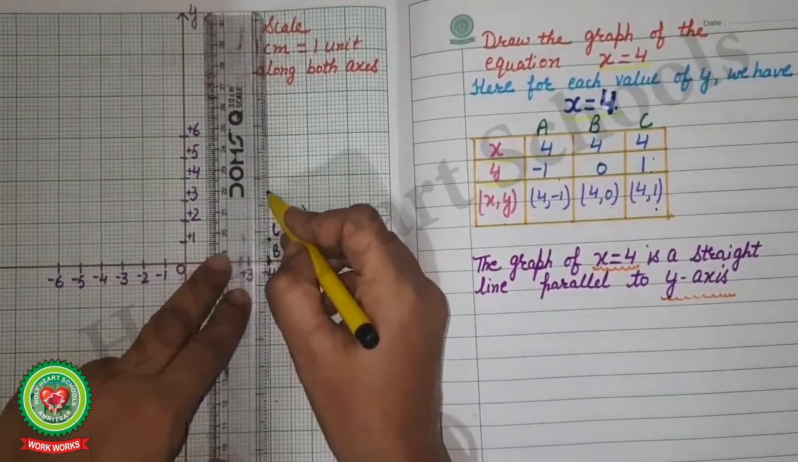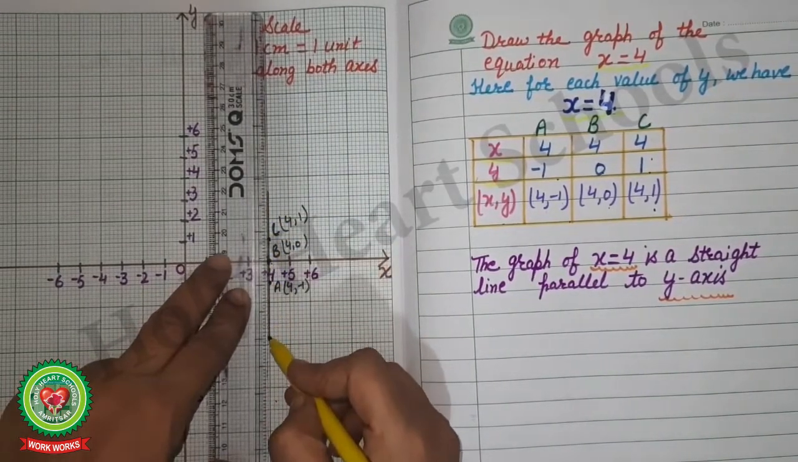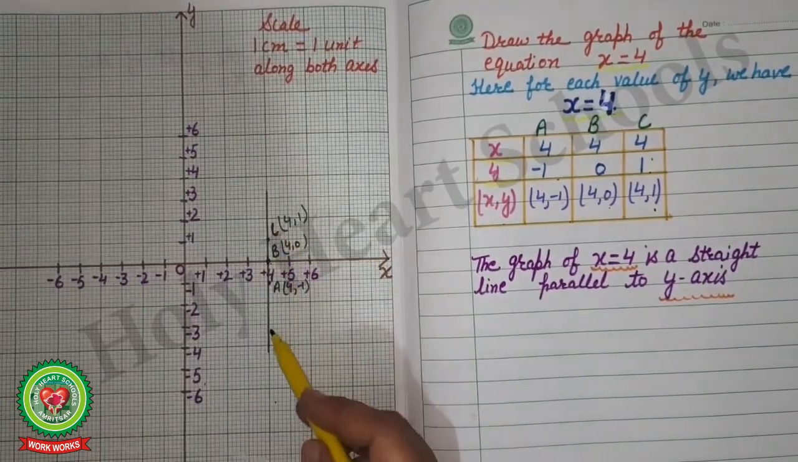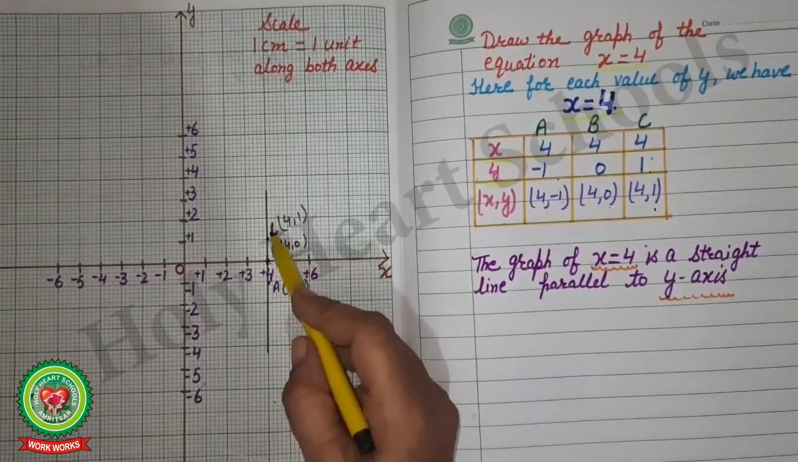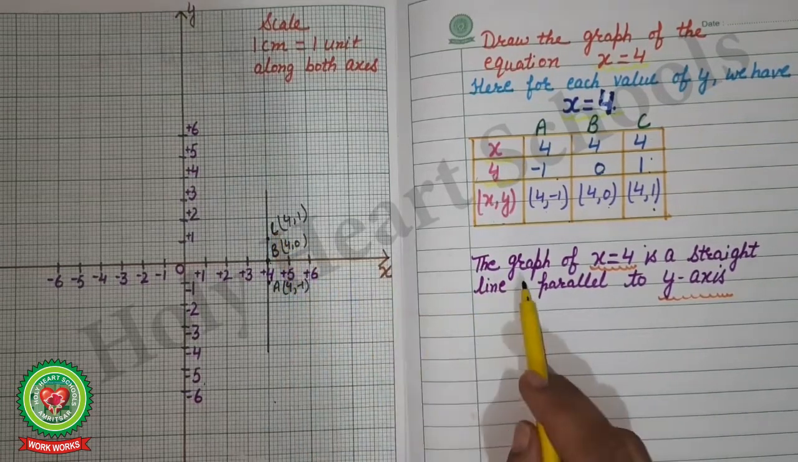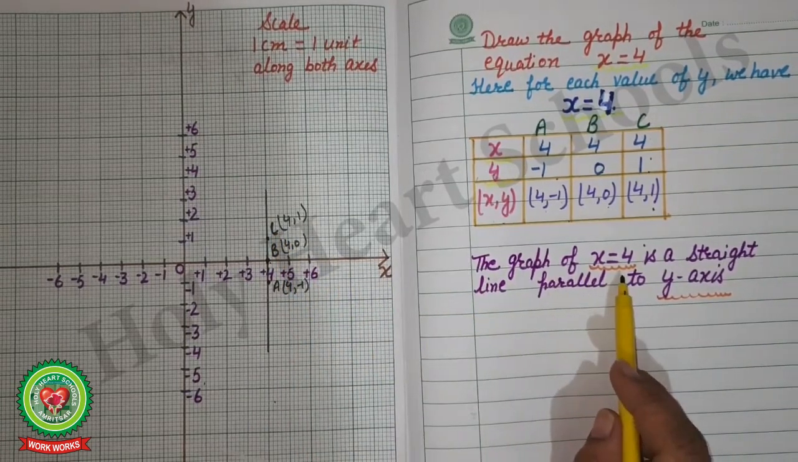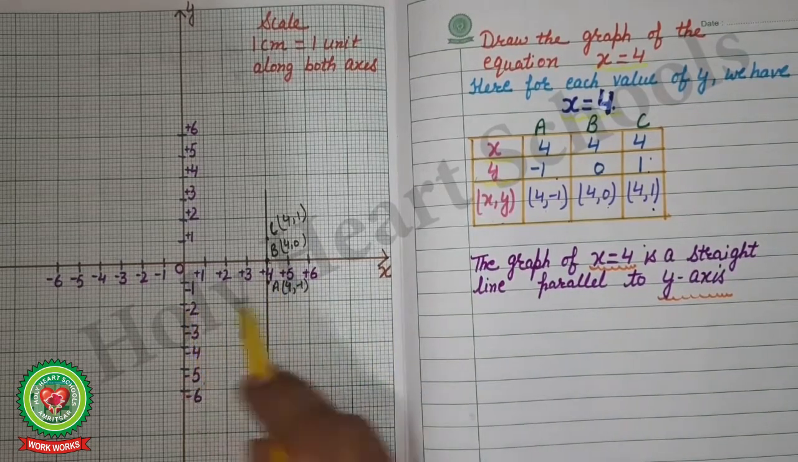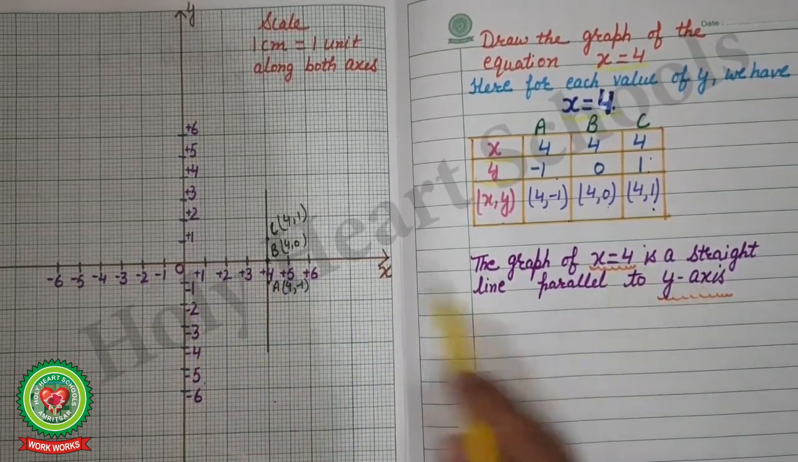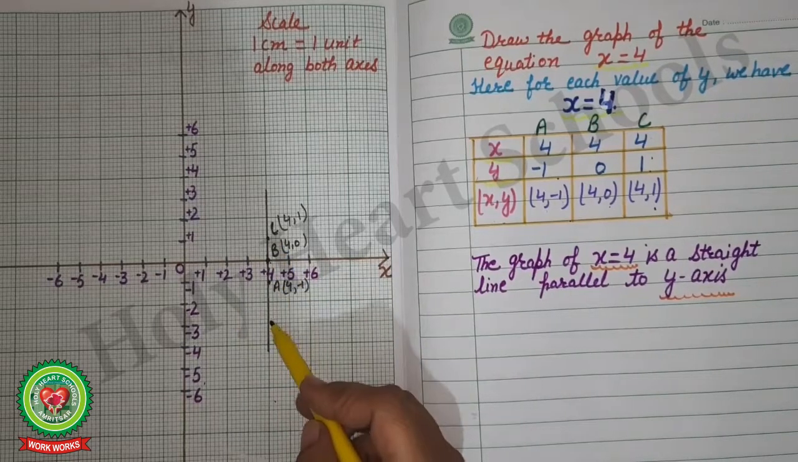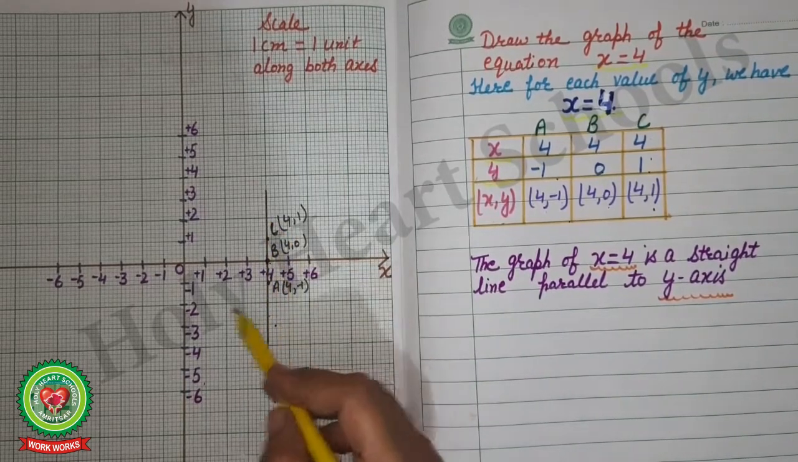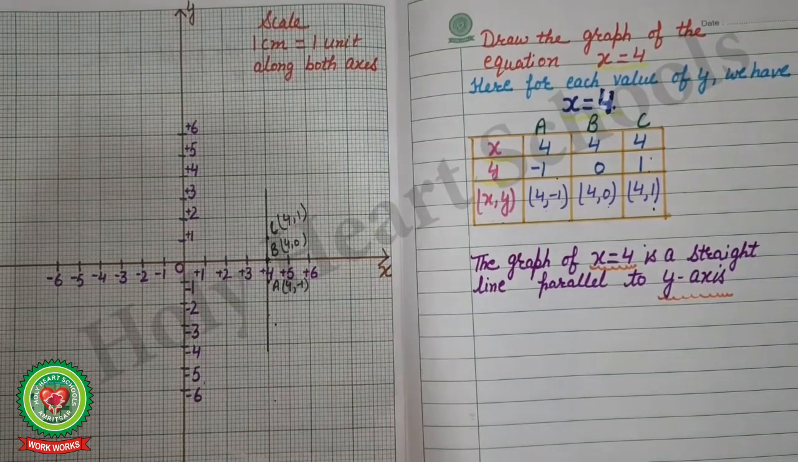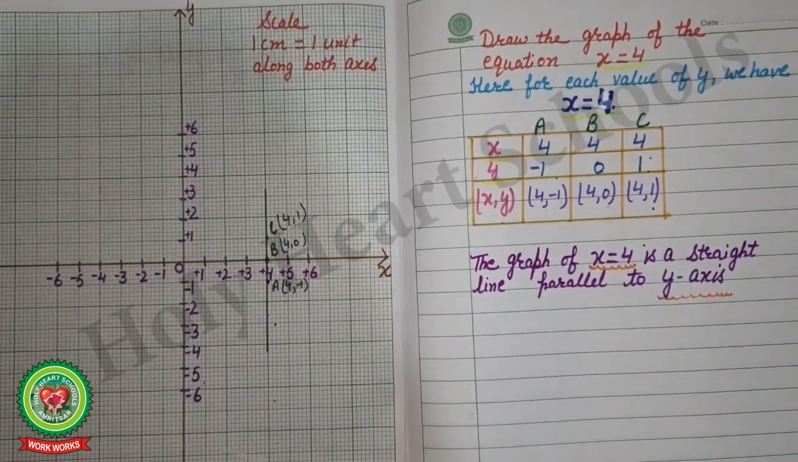See students, we will draw one straight line by joining these points, and what you are observing is a straight line A, B, C. And students, the graph of x is equal to 4 is a straight line parallel to the y-axis. Yes, this graph x is equal to 4 is parallel to the y-axis. Let's do one more example.